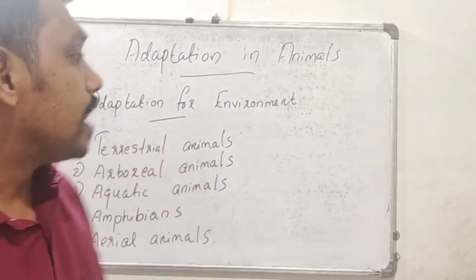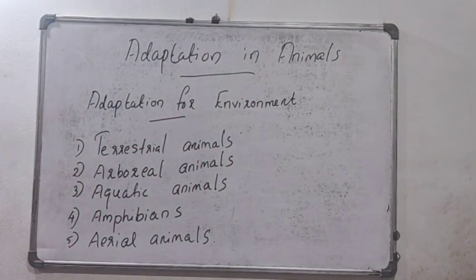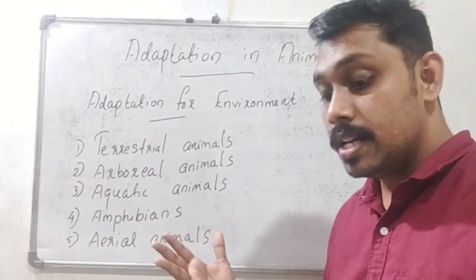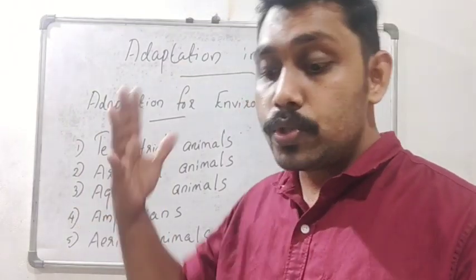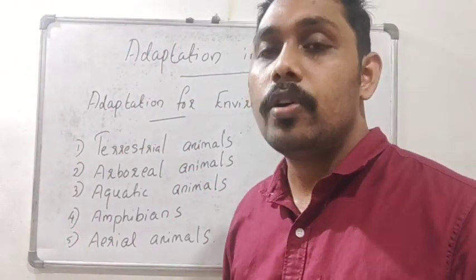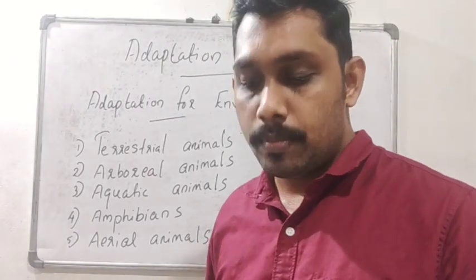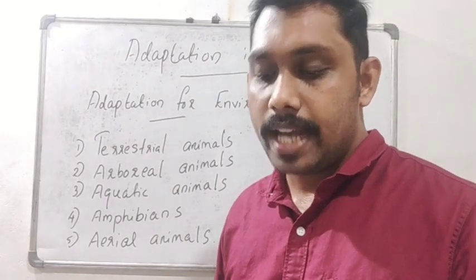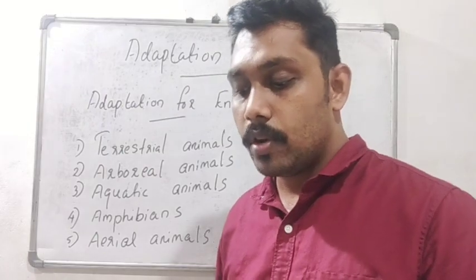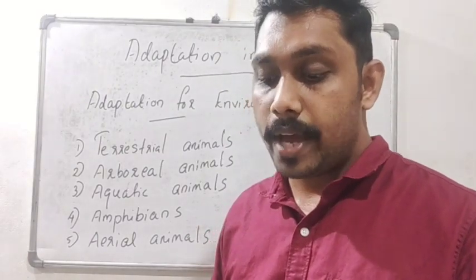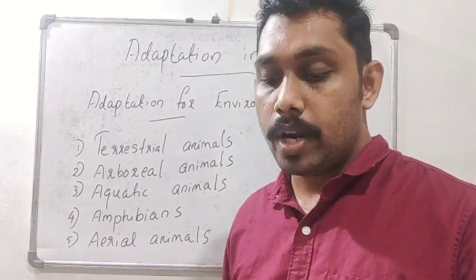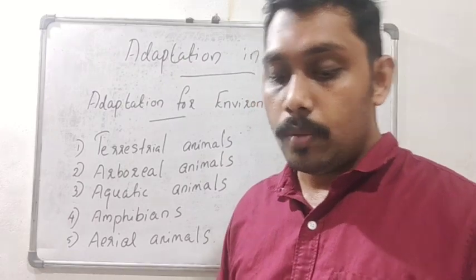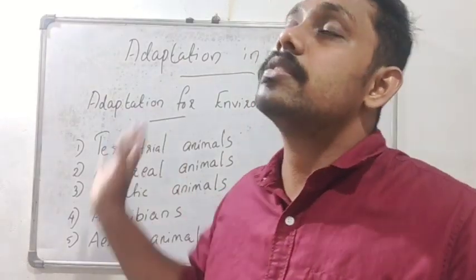Now, the last and final one is aerial animals. Animals that fly and spend most of their time in air are called aerial animals. Such animals have hollow bones filled with air. This makes the body light. They also have wings covered with feathers. All these features help aerial animals fly. The shape of their body also helps them cut through air easily. Except flightless birds, all birds are aerial animals.